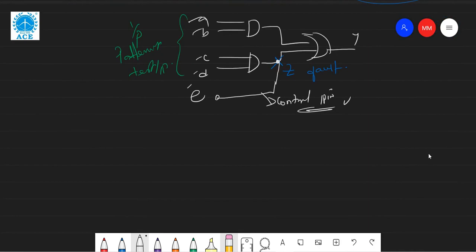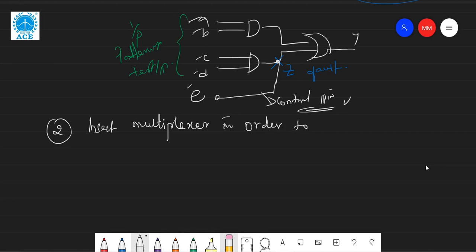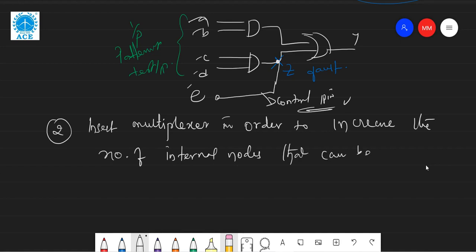Second point: insert multiplexers in order to increase the number of internal nodes, meaning pins here, that can be controlled from the external nodes. That is all.